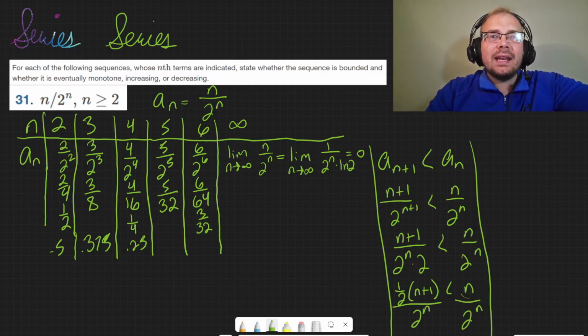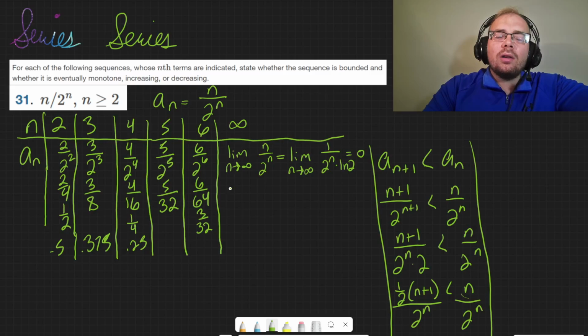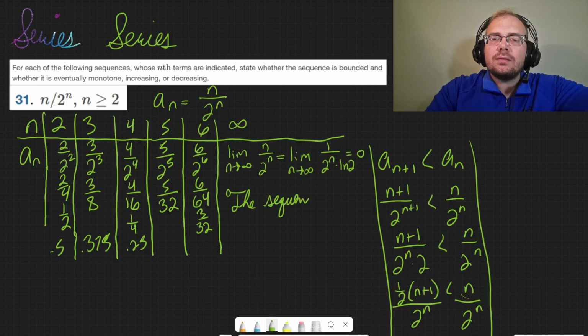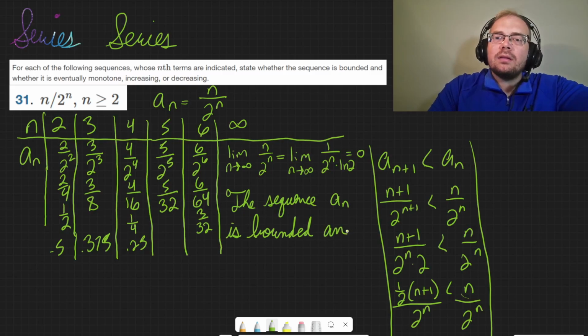So the final thing we would say here, it says for each of the following sequences whose nth terms are indicated, state whether the sequence is bounded and whether it is eventually monotone, increasing, decreasing. So I guess if we're going to go in order, we would say the sequence, and we'll call it a sub n since we called that earlier, the sequence a sub n is bounded and is, we would say, monotone decreasing.